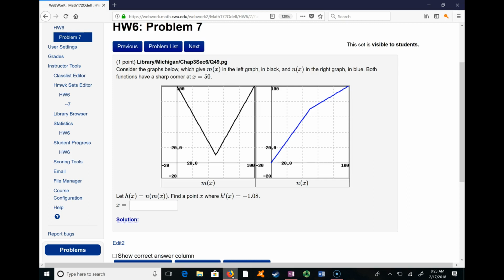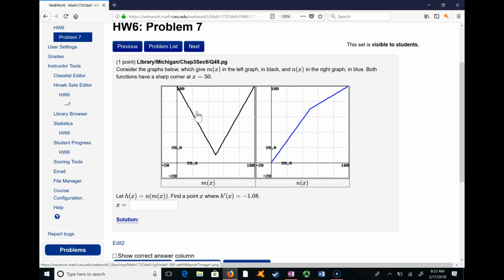And of course, m of 50 would be 10, right? Because you're talking about y values now. Or m of 20 would be 60. So depending on whether you're looking at the prime or just the plain function determines whether you look at the slope or the y value.